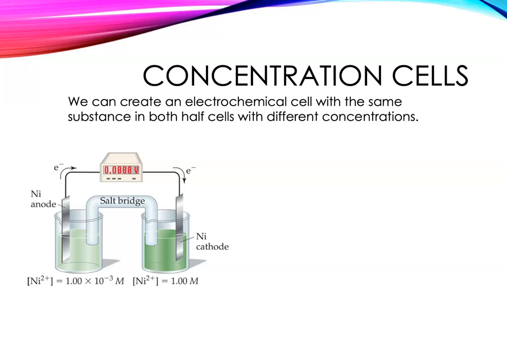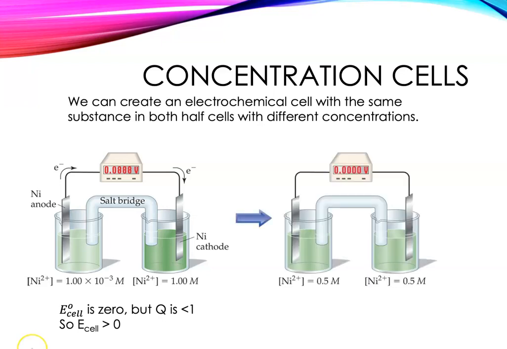Since we have the same species doing the oxidation and reduction, the standard cell voltage is 0. But we can set Q up here so that Q is less than 1. And when Q is less than 1, E cell is going to increase. And so we do get a positive cell voltage here. Eventually, the two solutions will establish an equilibrium. They'll both end up at the same concentration, and at that point, the cell voltage will be 0. These are actually pretty easy to build, and I often have my students do them in class.